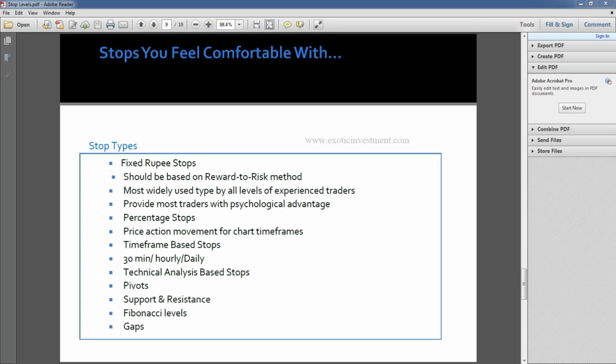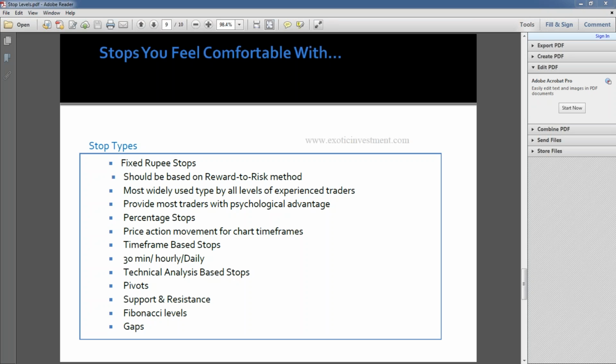So percentage stops, you may consider 10% of my amount what I'll be investing is my stop loss, or 1% of my amount which I'm investing is my stop loss. So you'll consider the stop loss accordingly and then play for it.